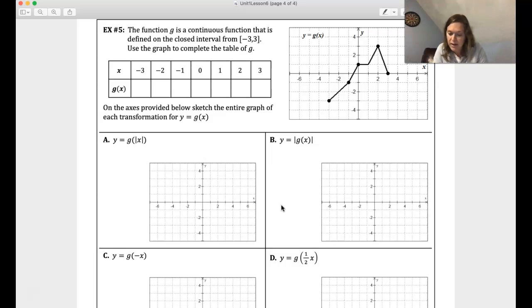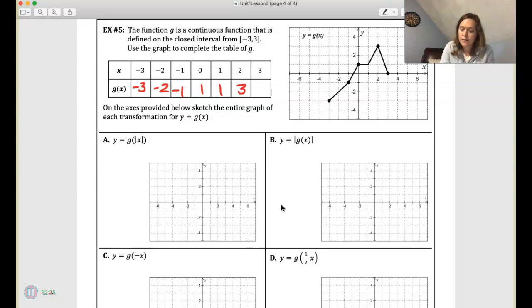So looking at the graph, when x is -3, it looks like my y is at -3. When my x is at -2, we're at -2 also. At -1, we're at -1. At 0, we're at +1. At 1, we're at +1. At 2, we're at 3. And at 3, we're at 0. So everybody see where those ordered pairs come from?